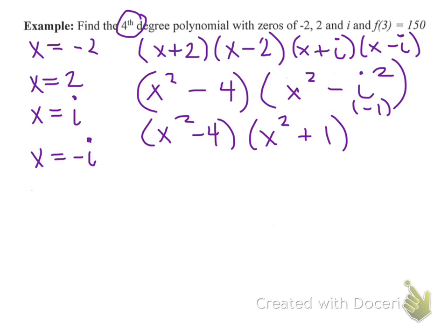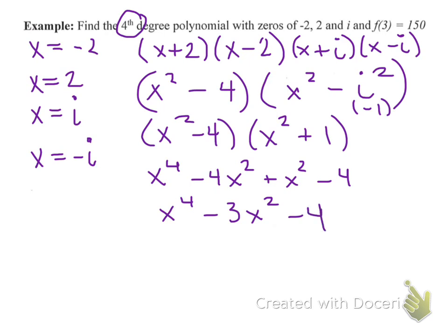Okay, so from here, now we have to FOIL again. So I'll have x to the 4th power minus 4x squared plus x squared minus 4. Combine like terms, I get x to the 4th minus 3x squared minus 4. Now, this is the most basic an equation could be. We don't know if there was a constant value that was factored out, meaning like all divisible by 2 or 3 or 4 or so on.